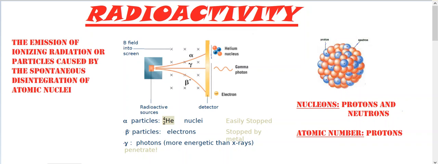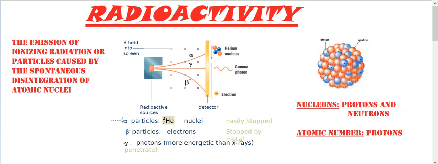In this video, we will learn about the different types of radioactivity. Radioactivity is defined as the emission of ionizing radiation or particles caused by spontaneous disintegration of the atomic nuclei. There are three different types of radioactivity.